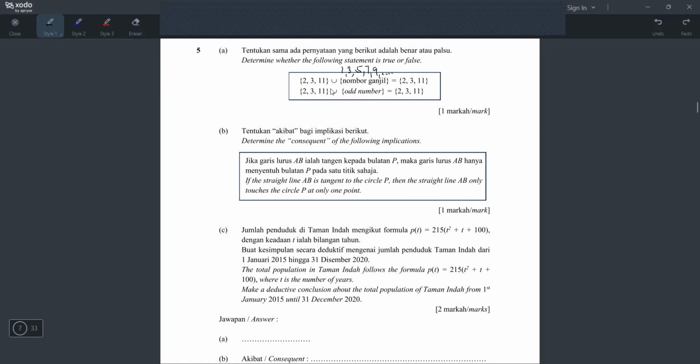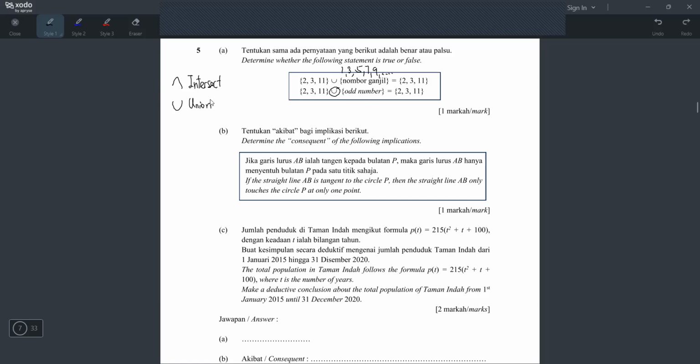And we also have to understand what this symbol means. Okay, dia ada dua simbol. Satu simbol macam ni, satu simbol macam ni. Simbol yang macam ni we call it intersect ataupun persilangan. Simbol macam ni kita panggil union ataupun kesatuan. Okay, yang atas ni persilangan, yang bawah ni kesatuan. Okay, ataupun in English intersect dengan union lah.